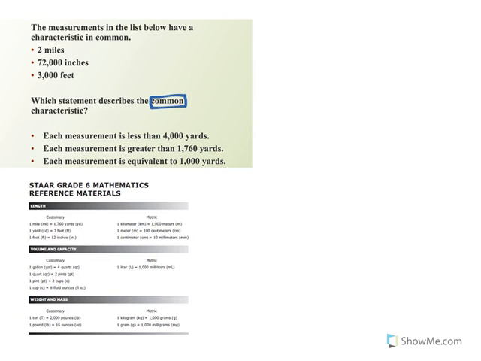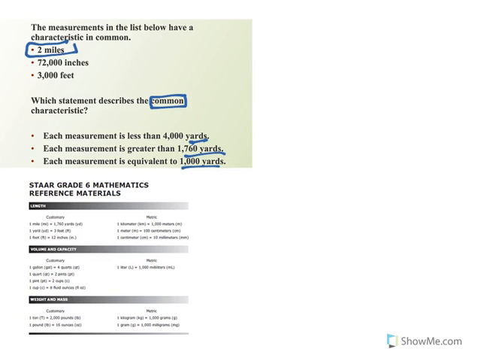Now, what I'm going to do is look at my multiple choice. It says each measurement is less than 4,000 yards. Each measurement is greater than 1,760 yards. Each measurement is equivalent to 1,000 yards. Well, what do the multiple choice have in common? They all have yards. So what I'm going to do is convert each of these into yards.